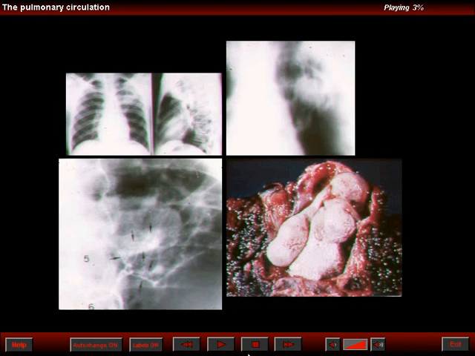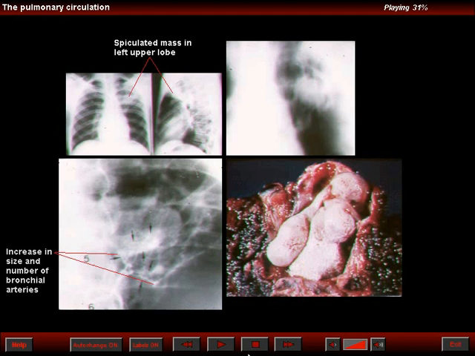This is a very rare case of a mass in the left upper lung field, which showed some spiculated margins, and it was initially considered to represent a fungus ball or some sort of a neoplasm. We can see in the bronchial arteriogram in the bottom left increase in the size and number of the bronchial arteries. This favored the diagnosis of an inflammatory process.